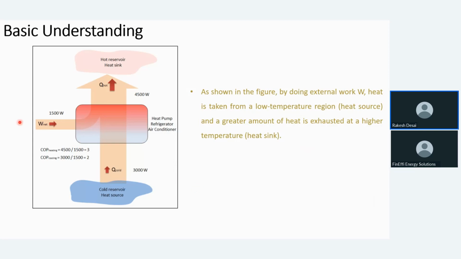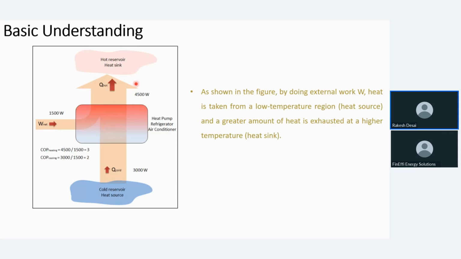Here we are putting in energy in the form of electrical energy, that is W input, and we get two sources of energy: one is cold energy and one is hot energy. So heat is taken from a low temperature region and a greater amount of heat is exposed at higher temperature. For example, suppose 1500 watt of energy is put into this system, then we get around 3000 watt of cold equivalent energy and 4500 watt of equivalent hot energy.